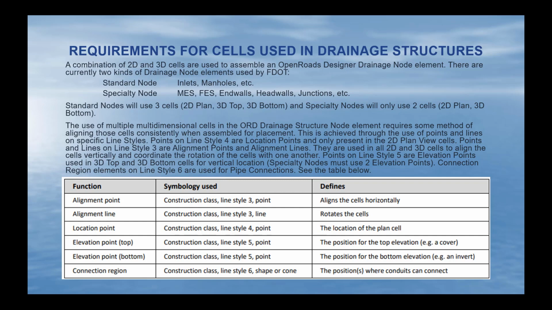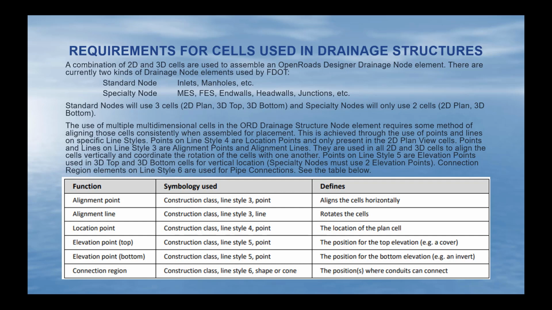Elevation point for a top will be line style 5, and it will be the position for the top elevation. In other words, at a manhole cover or wherever the elevation location point is for the cell via the design standards. You'll also have an elevation point for the bottom.